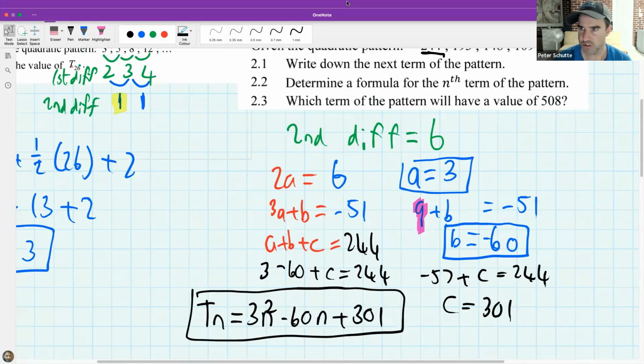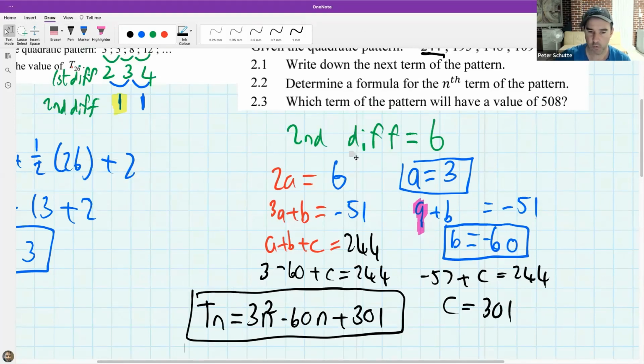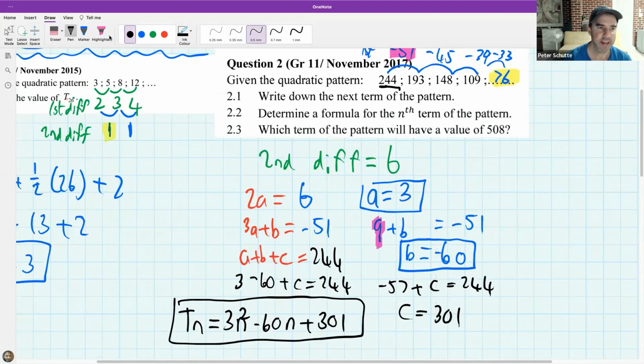So I want to hear questions now. Where did the 244 come from? That is a great question. So let's go and find it. When we have A plus B plus C, which we always have as our third step, that will always be equal to the very first term in the quadratic pattern. And you'll notice that the very first term in the quadratic pattern is 244. So does that help, Anelia?